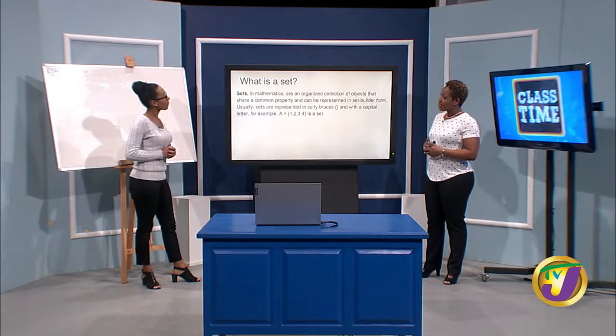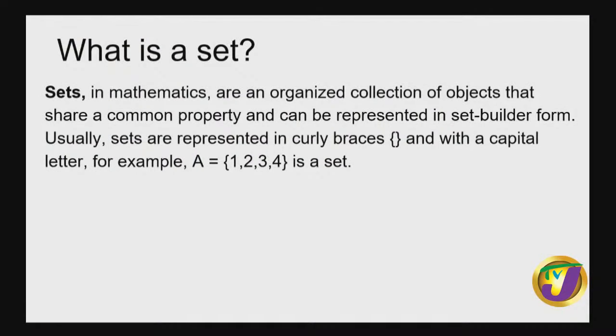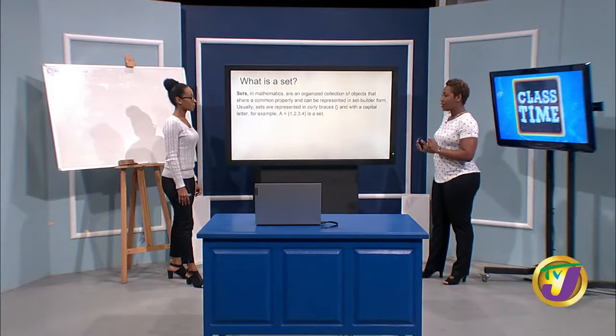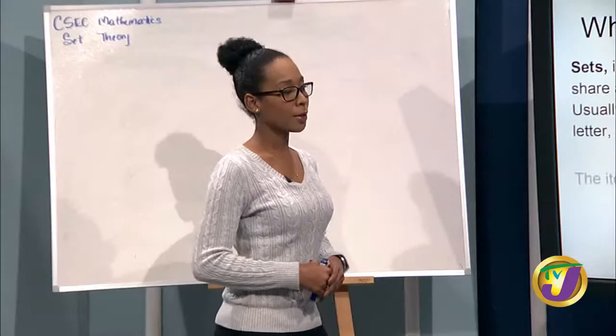So sets in mathematics are an organized collection of objects that share a common property and can be represented in set builder form. Usually sets are represented in curly braces and with a capital letter. For example, set A is 1, 2, 3, 4. Let me repeat that. You start with one curly brace, you put in your elements 1, 2, 3, 4, and you enclose the set with another brace. All right, you agree with that? Yes, I agree.